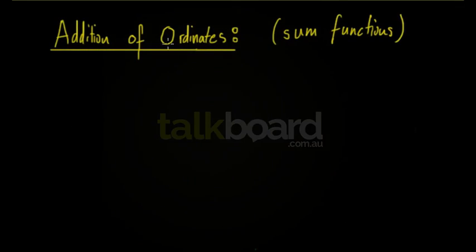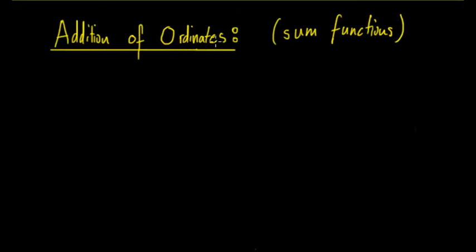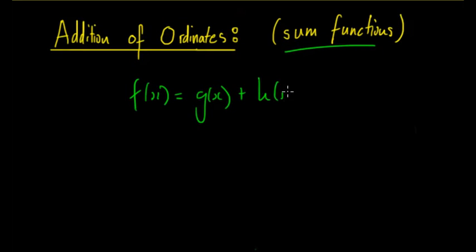In this video, we're going to be looking at the addition of ordinates. These are how you graph sum functions, so it's a method of how to graph them. So what do I mean by sum functions? Well, what I'm saying with sum functions is that you have a function f(x) equal to g(x) plus h(x).